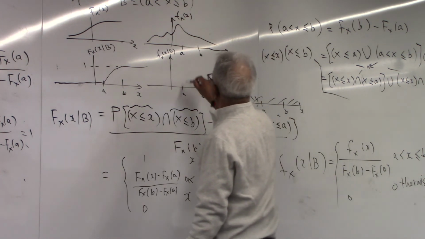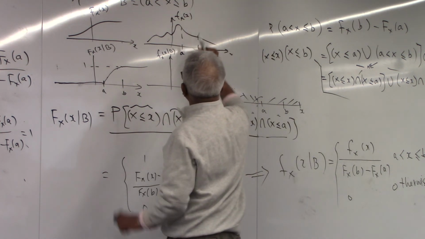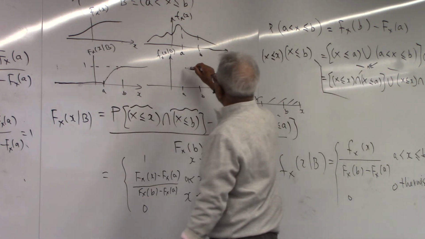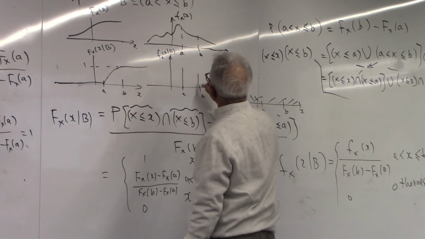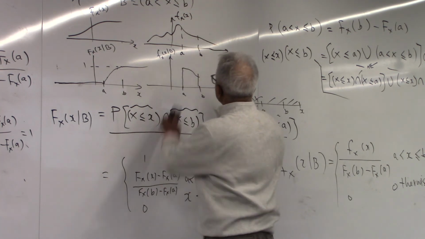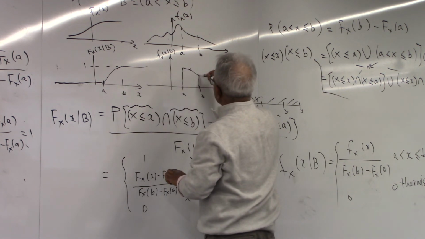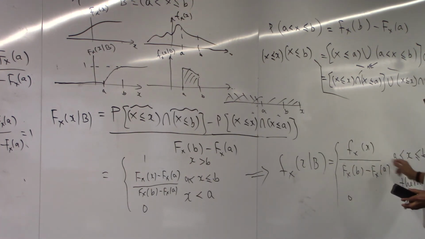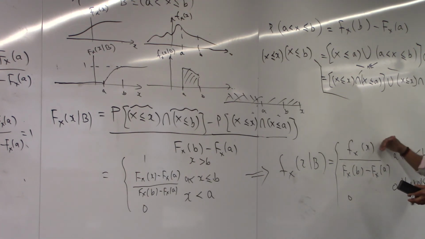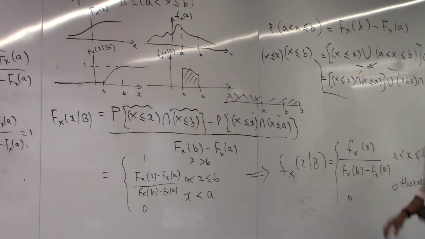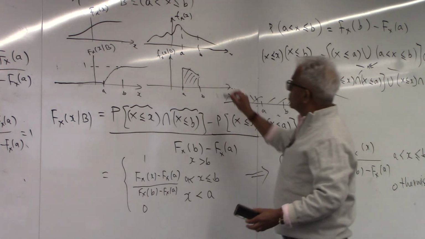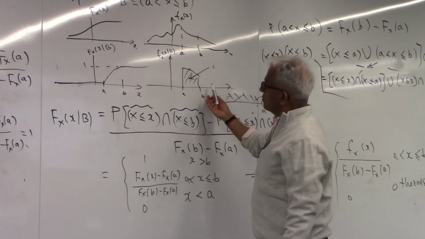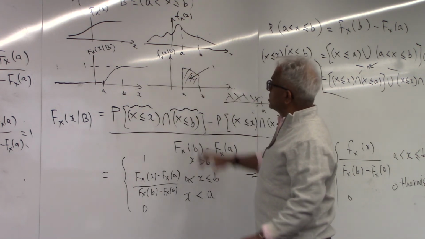And here, basically, it's a scaled version of this, but jacked up by the denominator. So it's just going to be a formula like this. Exactly the same shape. But the area under this is 1, because if you integrate this from a to b, this will come out to be F_X(b) minus F_X(a) divided by the same constant. So this area is, of course, 1. So this is a legitimate density, but it's a conditional density function.